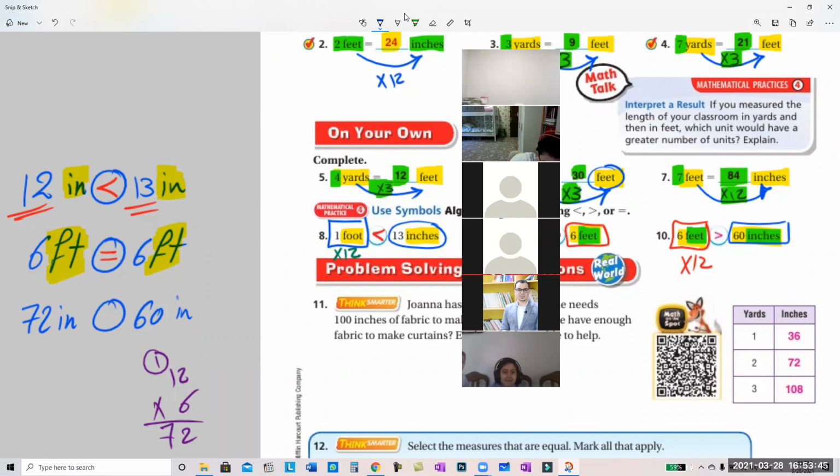Now let's compare. We have the same units here, right? We have inch and inch, right? So forget about the units and let's take a look at the numbers. So we have here 72 and 60. So which is greater? 72 is the greater. So we can say that 6 feet is greater than 60 inches. Yeah, great. Okay, guys, that's our lesson for today.